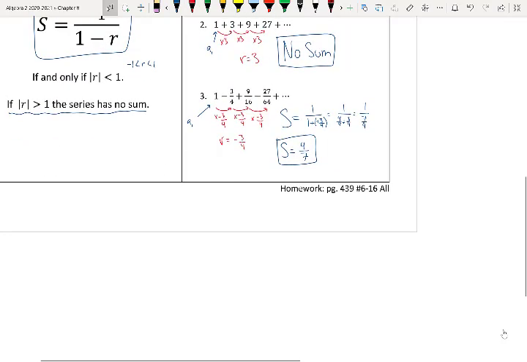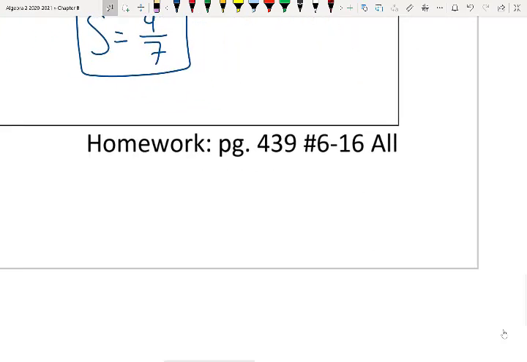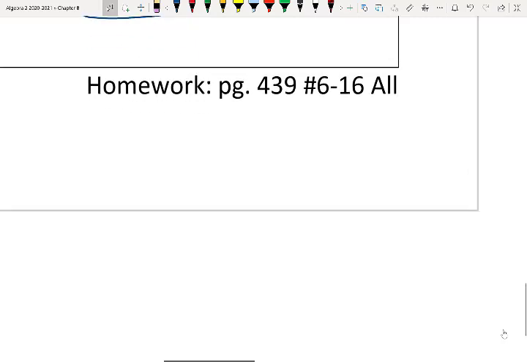That is all we got for 8.4, which is actually the last thing for Chapter 8 that we'll do before our assessment. Your homework for tonight is on page 439. You have 6 through 16 all, so both evens and odds, 6 through 16 all.